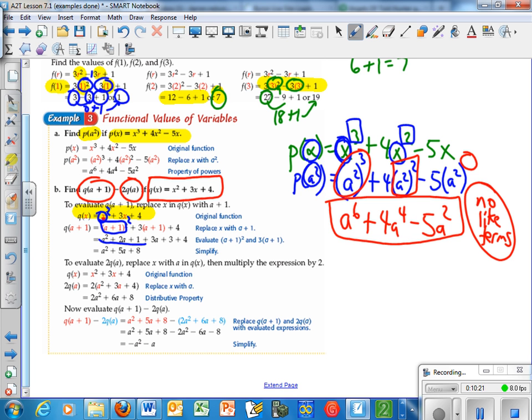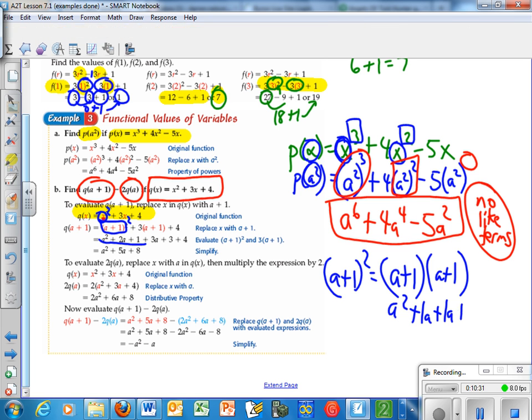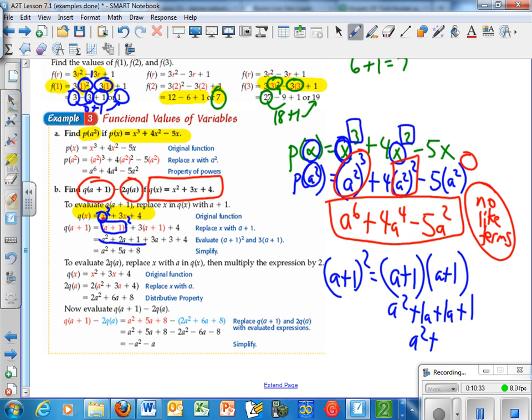I'll do it off to the side here. If I had a plus 1 squared, remember that's a plus 1 times a plus 1. So that's a squared plus 1a plus 1a plus 1, or a squared plus 2a plus 1. That's where these three terms right here came from.